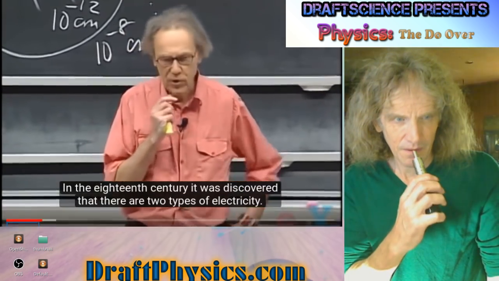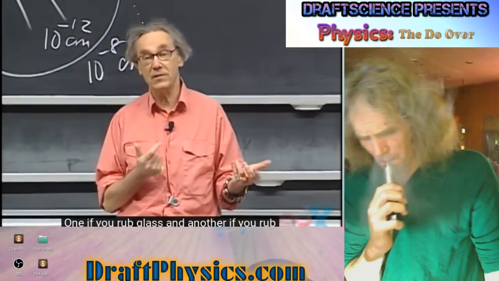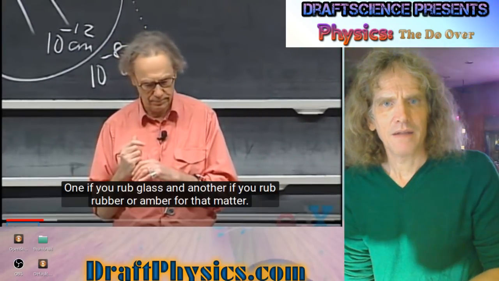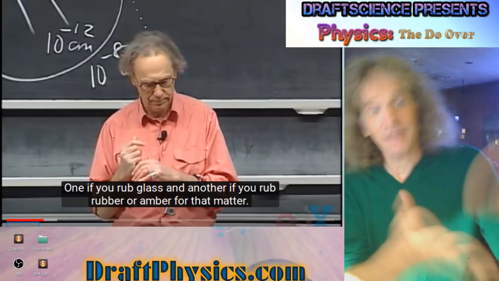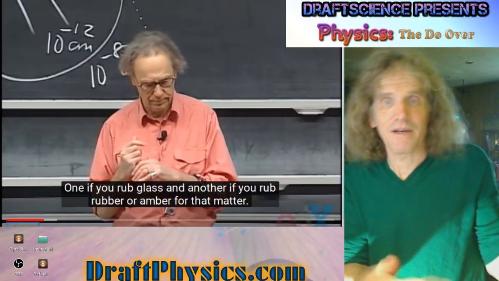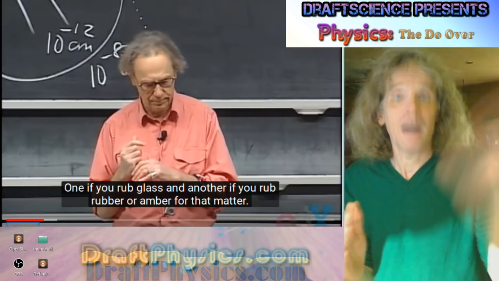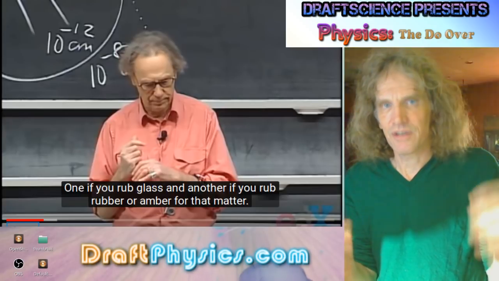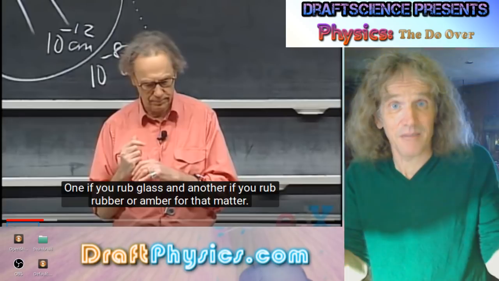In the 18th century, it was discovered that there are two types of electricity. One if you rub glass, and another if you rub rubber or amber, for that matter. Alright, so there really aren't two types of electricity. This is just inaccurate, I think, and misleading because it creates this notion of positive electricity and negative electricity. And electricity is just a gradient of pressure. You can have zero pressure, but it doesn't make any sense.